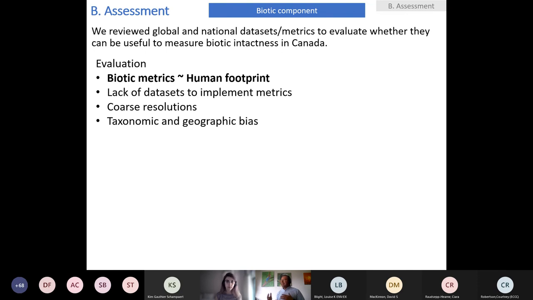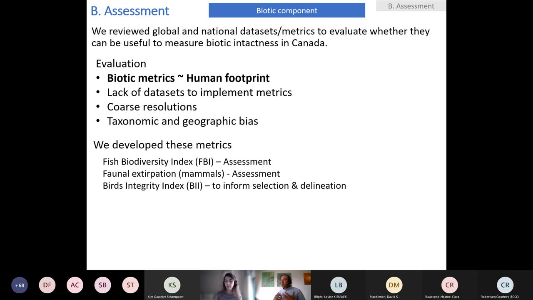So if we use that, we are counting twice the metrics. And this is an issue to apply those metrics. So we decided to try to develop some metrics at this macro scale. The freshwater team developed this fish biodiversity index that we are going to use in the assessment.